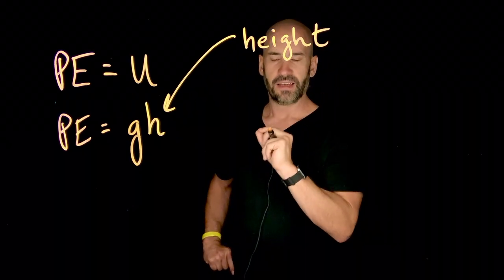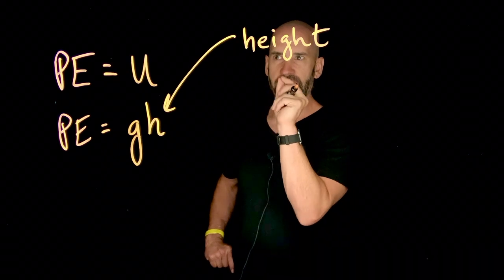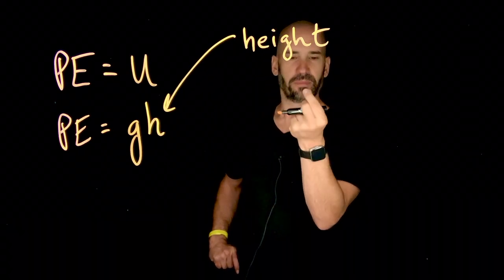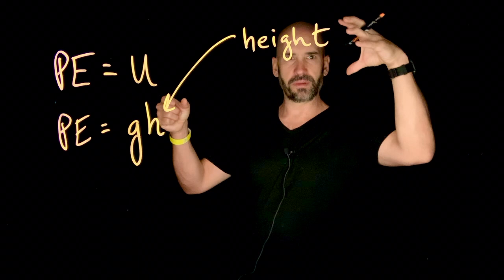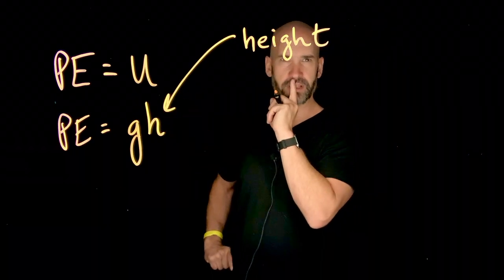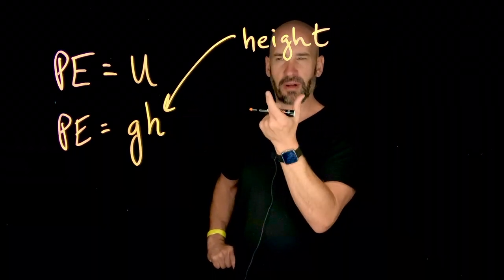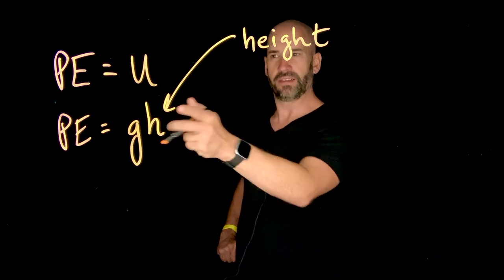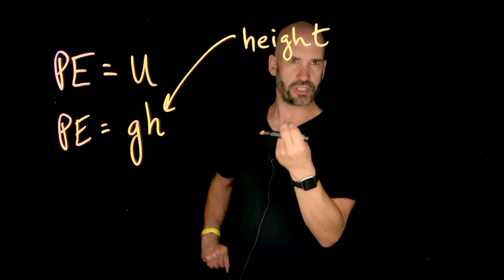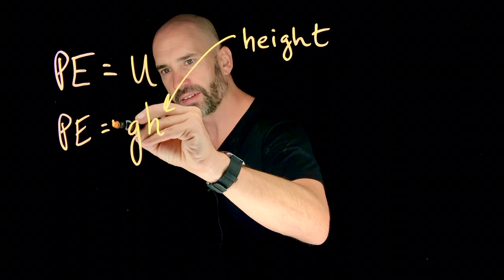And lastly, you would imagine that a little marble versus a bowling ball at the top of Mount Everest would have different potential energies, right? So it must mean that mass somehow determines how big the potential energy of an object would be. So I'm going to put mass there as well.